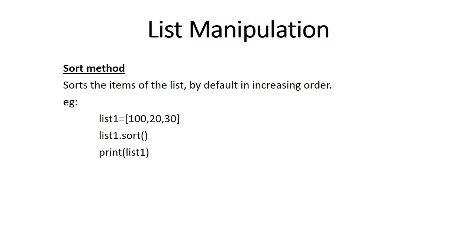Sort method sorts the items of the list by default in increasing order. Example, list 1 is equal to 100, 20, 30. List 1 dot sort. Now print list 1. You will get the answer 20, 30, 100.